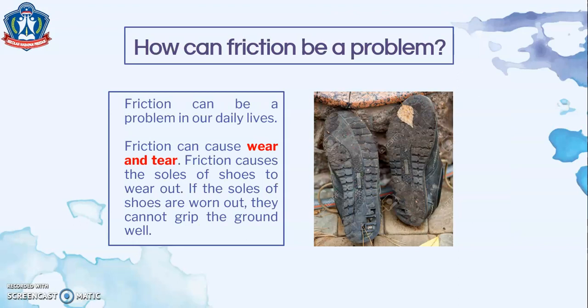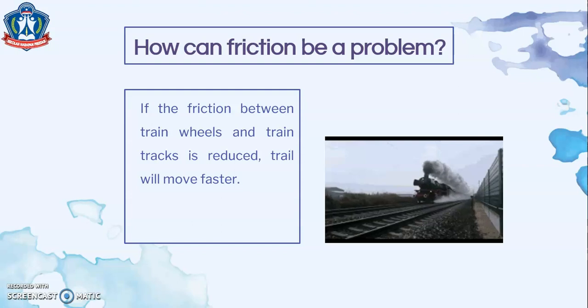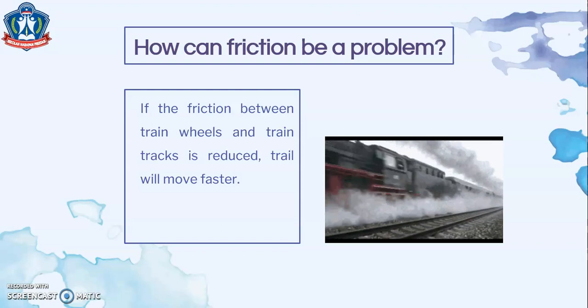How can friction be a problem? Friction can be a problem in our daily lives. Friction can cause wear and tear. Friction causes the soles of shoes to wear out. If the soles of shoes are worn out, they cannot grip the ground well. Sometimes friction slows things down even when we do not want it to. Friction between train wheels and train tracks slows down trains. If the friction between train wheels and train tracks is reduced, trains will move faster.